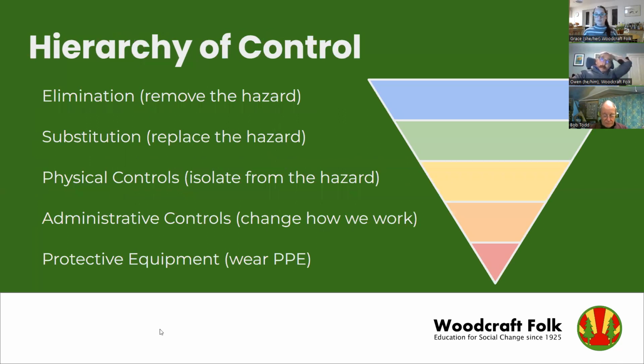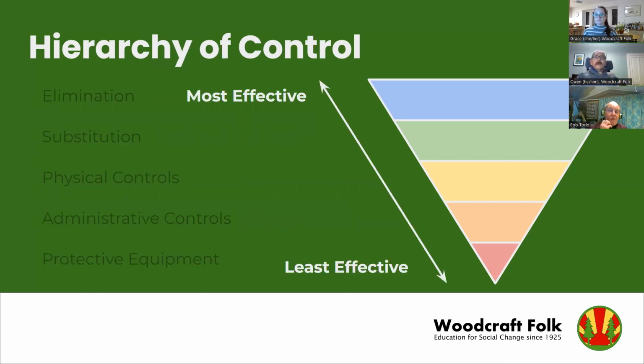You might have come across this before. There is an idea when we come to reducing and minimizing risk of a hierarchy of control, in simple terms: elimination, substitution, physical controls, administrative controls, and protective equipment. The idea is that it is most effective if you can eliminate the risk, the thing that's causing the hazard, just not do it. And so it goes down, and the least effective thing is putting effectively a flimsy piece of plastic between you and the thing that's causing the hazard.